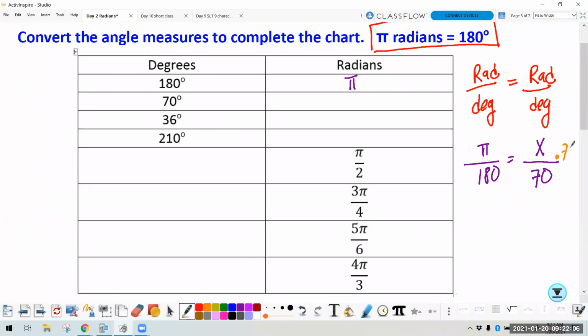Okay, so I'm going to multiply both sides by 70. And we get 70 pi over 180 is my missing radians. I have to reduce the fraction. Everything has to be reduced when it comes to the angle measures. So 70 and 180, these zeros can simplify. So I'm left with 7 pi over 18. Now let's see, 7 and 18, can that reduce any more? No. So our answer here, our radians is 7 pi over 18.